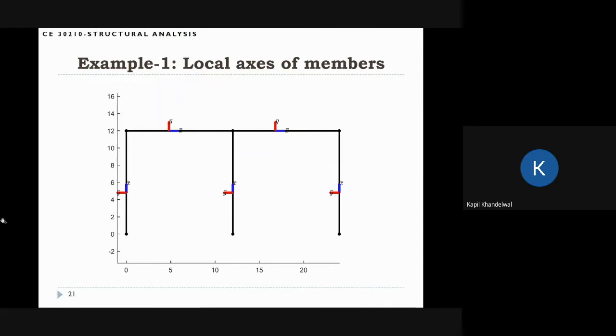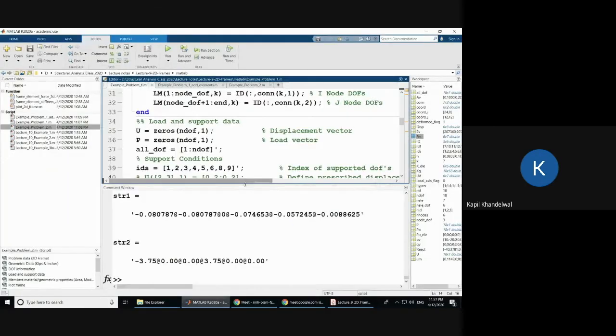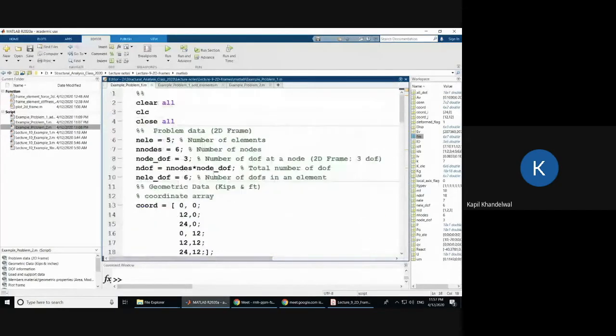So, and I have defined a function to plot this orientation for you. Let me show you how this works, and then we'll move forward from here. So this is my Matlab code for problem number 1. And again, I have 5 elements, so I put NELE is 5, number of nodes are 6.